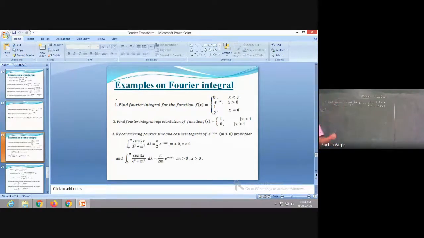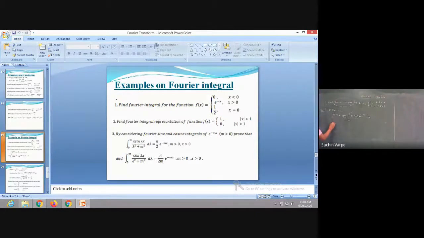So let us start with the formula of the Fourier integral. The Fourier integral representation is: f(x) equals 1 upon 2 pi, integral from minus infinity to infinity, F(lambda) e to the power minus i lambda x d lambda. Don't get confused with the variable of integration. Here the variable of integration is lambda, and x is constant there.